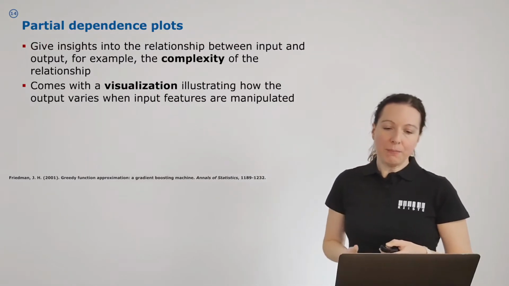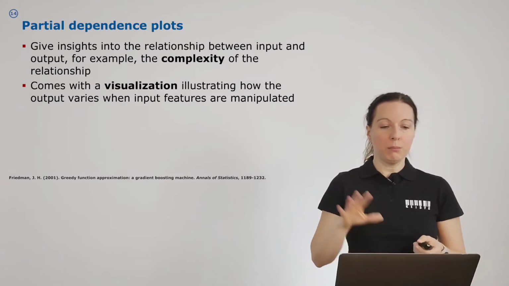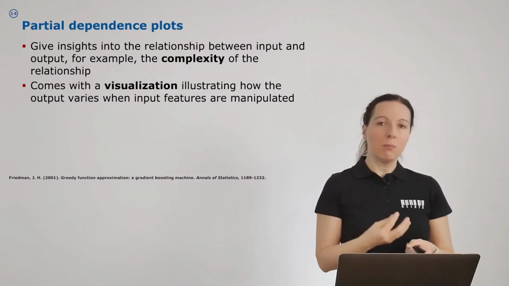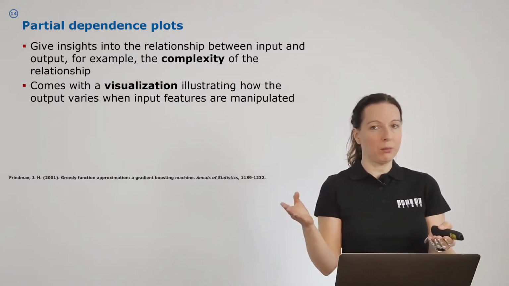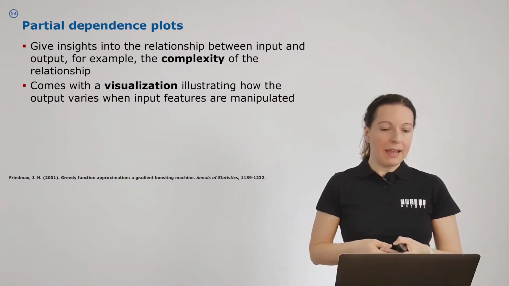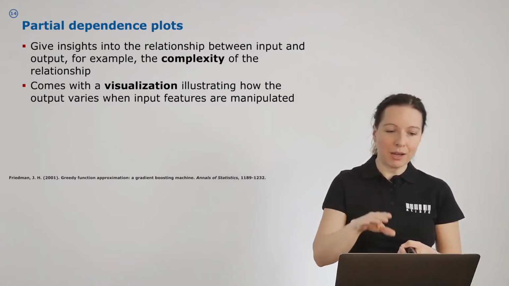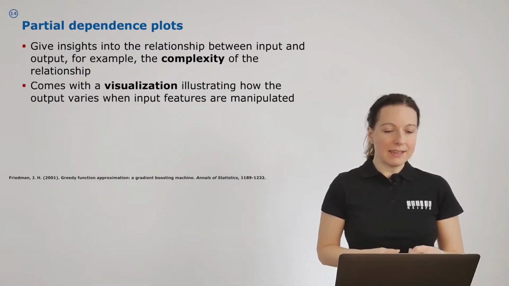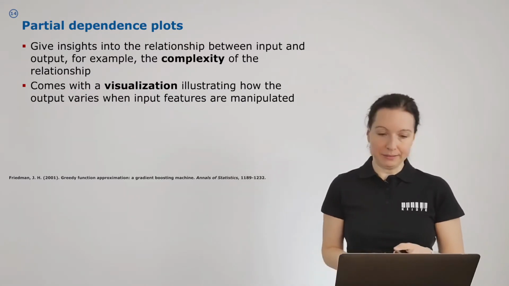So what partial dependence plots reveal are insights into the relationship between input and output. For example, the complexity of the relationship. And complexity of the relationship means whether the relationship between input and output is linear or quadratic or even more complex. And it comes with a visualization. That's why it's called partial dependence plots. And this visualization illustrates how the output varies when input features are manipulated.